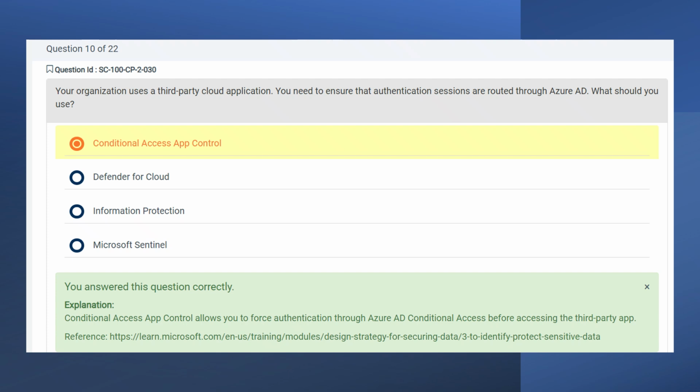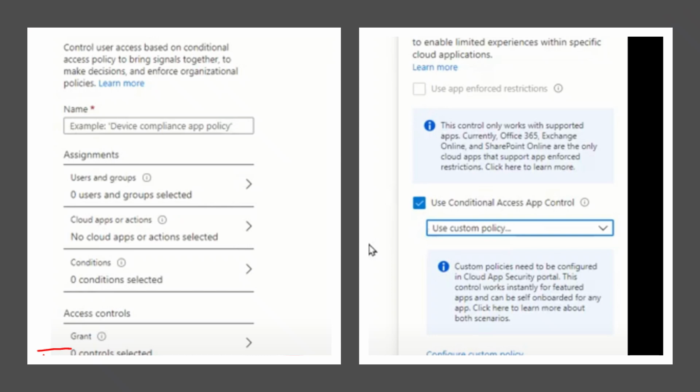Conditional access app control allows you to force authentication through Azure AD conditional access before accessing the third-party app. So here's an example where that would be. When you go to the conditional access in Azure AD, if you go to the control select, well, actually it's even below that. It's a little bit carved over there. But when you go to the sessions, you can basically choose to use a conditional access app control.